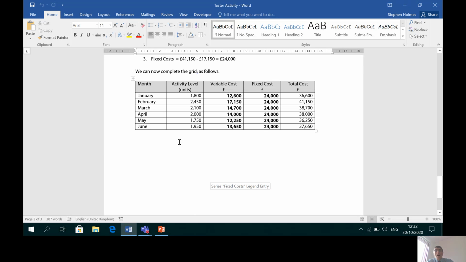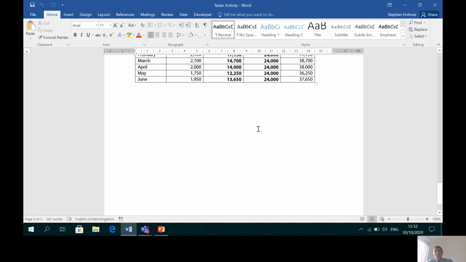So if we fill in our table, we've got our activity levels. We've got the variable cost, which is £7 per unit. So 7 times 1,800 is 12,600. Plus our fixed cost of 24,000 gives us 36,600. And we can go through a similar process.